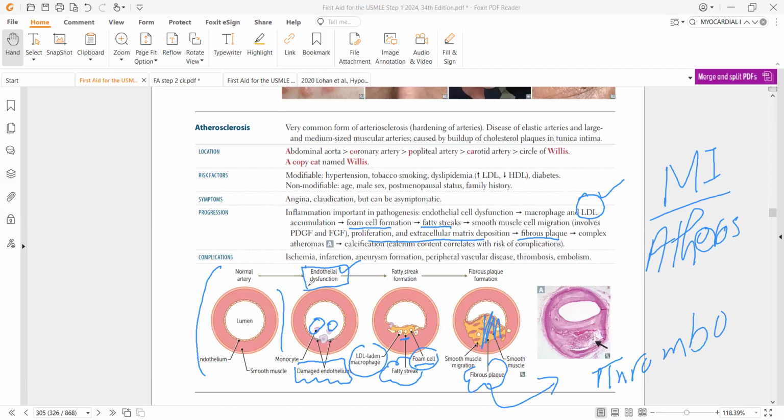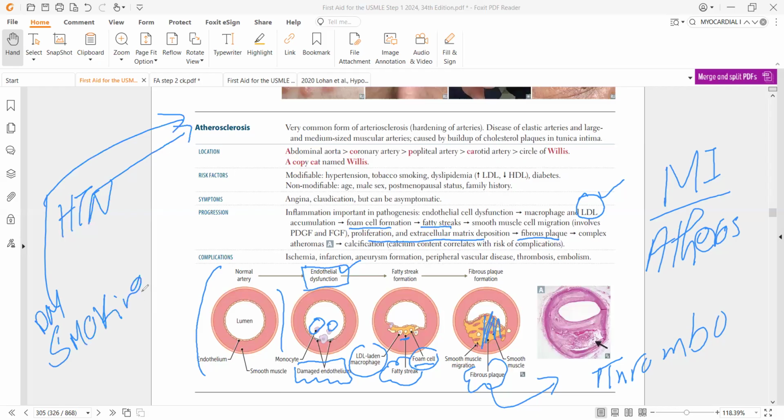The most common risk factor for atherosclerosis is hypertension. The worst risk factors for atherosclerosis are diabetes mellitus and smoking, and hypertension is the most common. The risk factors are divided into non-modifiable: increased age, male sex, post-menopausal status, because estrogen is protective, right? That's why it is more common in males. Also family history, and certain conditions like hyperlipidemia. The modifiable ones are hypertension, tobacco smoking, dyslipidemia, and diabetes.